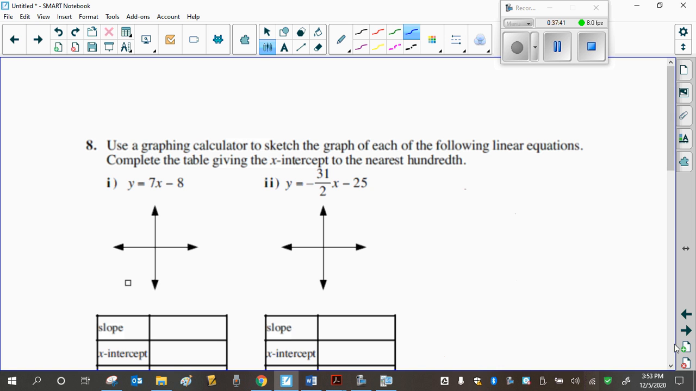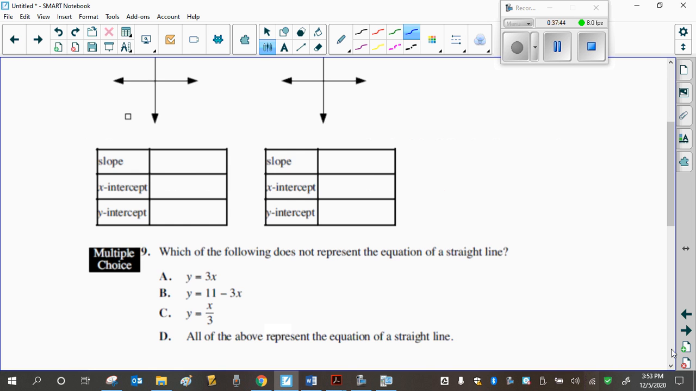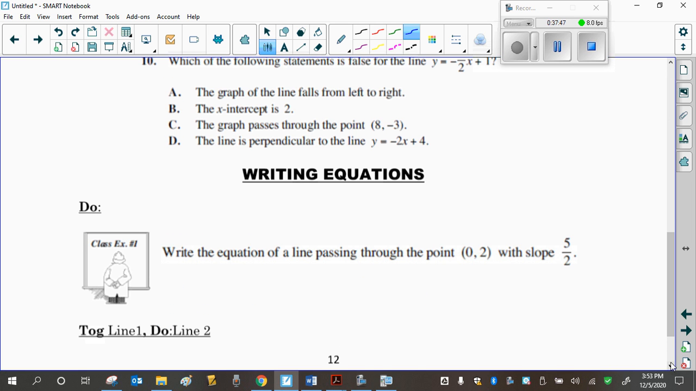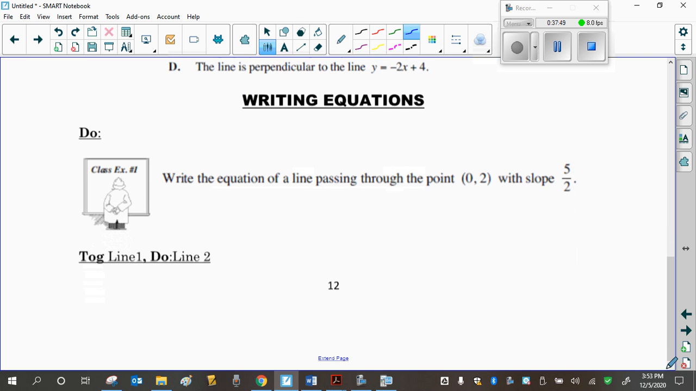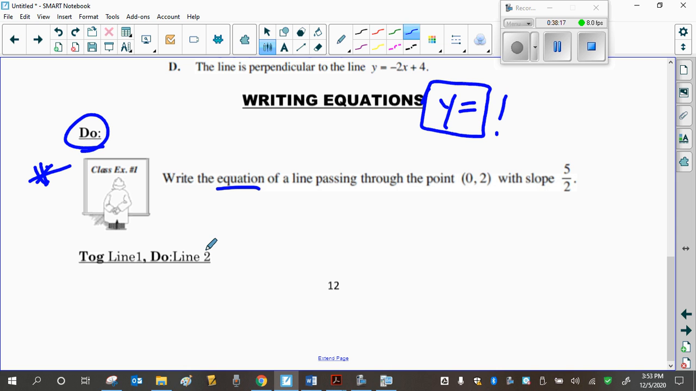Writing equations. So remember you have page 10, 11 for homework. Just gave you 5 minutes to do that. Writing equations is something that we're going to be doing a lot of for the next 2, 3, 4 days. Remember, writing an equation means you have to put y equals. Write the equation. Okay, so I need an equal sign. I like this question, and I'm going to wait for you to do it.